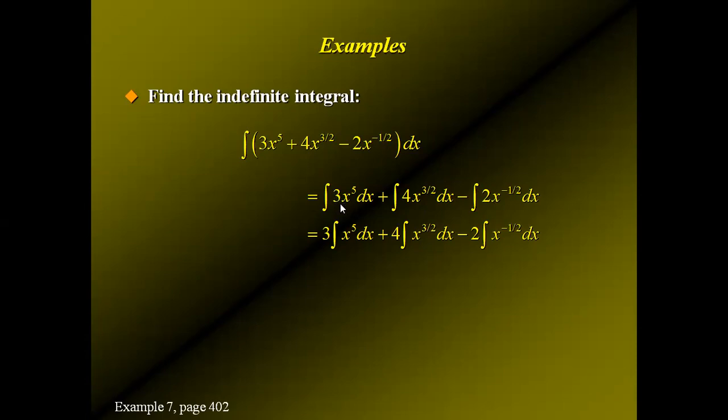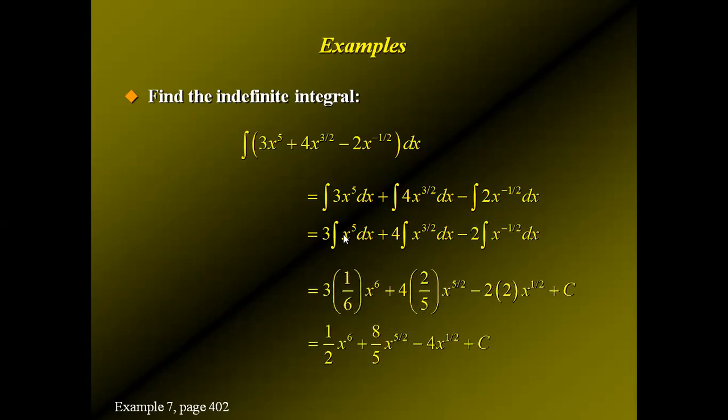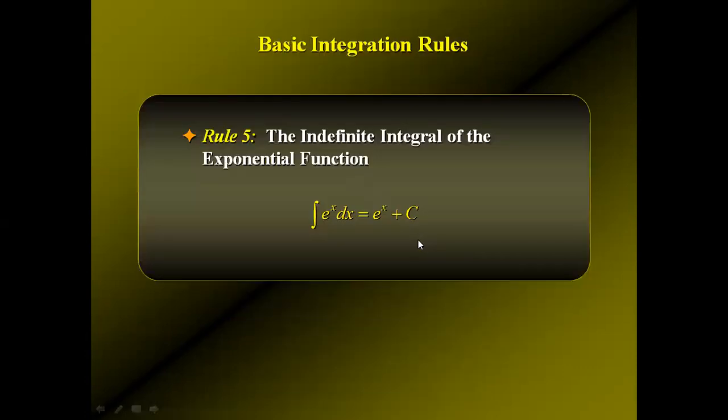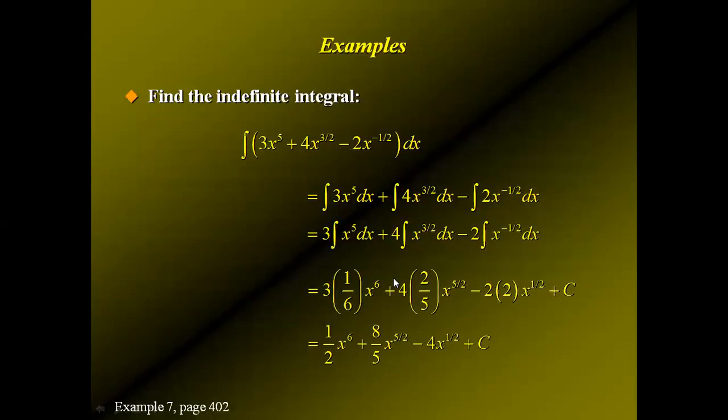Now this is the constant multiple of function. So the constant will be here and the integration of the function only. So 4 will be separated and here 2 will also be separated. So x to the power 5 integration by power rule will be x to the power 5 plus 1 divided by 5 plus 1. Then x to the 3 by 2 plus 1 divided by 3 by 2 plus 1. Then x to the minus half plus 1 divided by minus half plus 1. This will be the result.